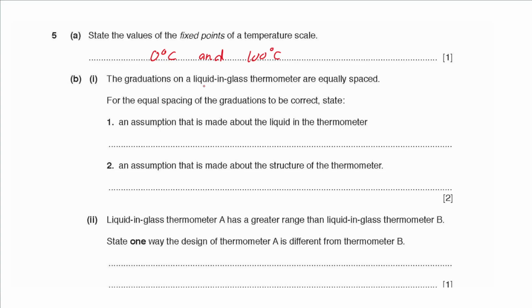Part b i says the graduations on a liquid in glass thermometer are equally spaced. For the equal spacing of the graduations to be correct, state an assumption that is made about the liquid in the thermometer. That would be linearity, or that it expands linearly with temperature. And the assumption that is made about the structure of a thermometer, that would be a constant cross-sectional area.